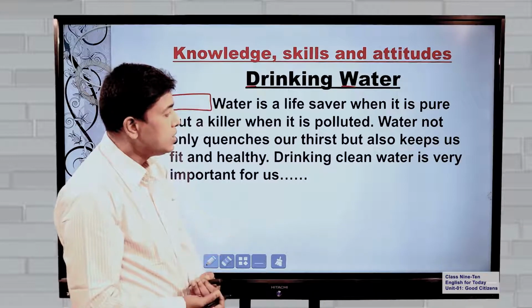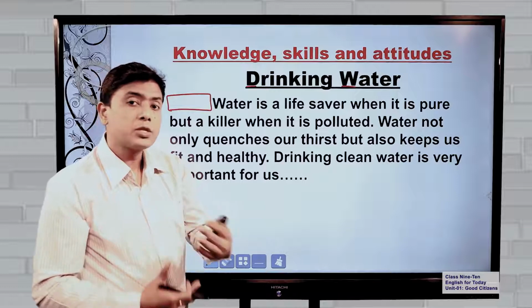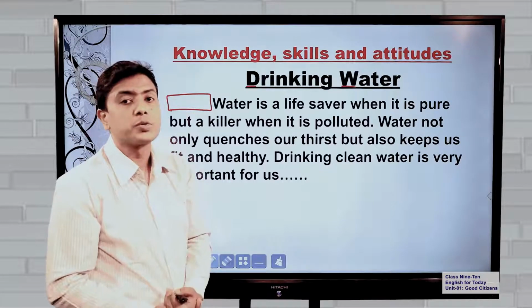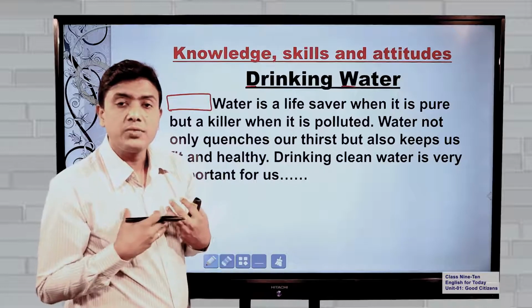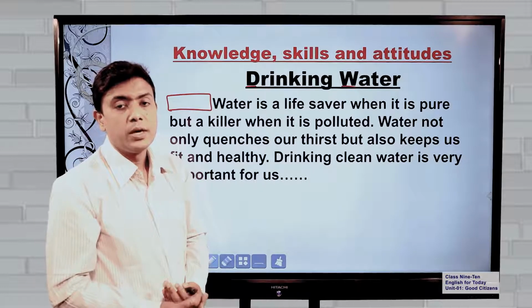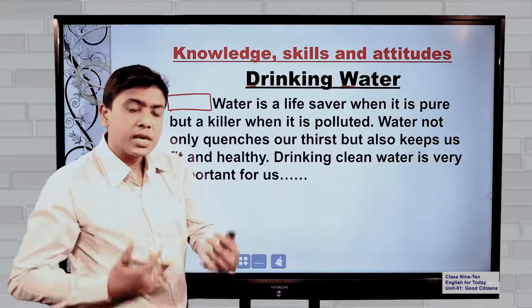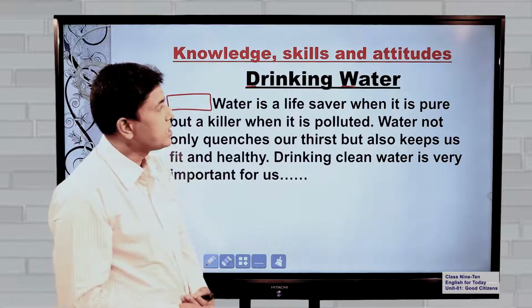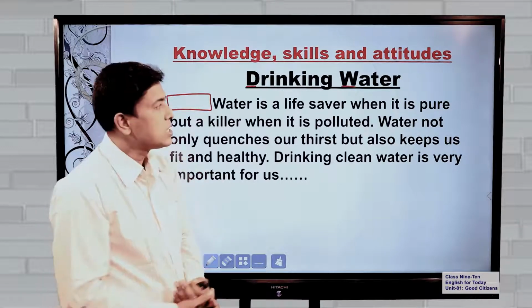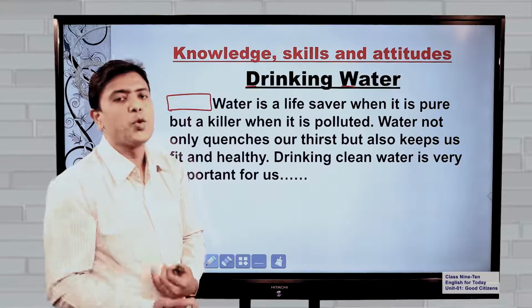Drinking clean water is very important for us. Now, remember to add more in this short paragraph. You can talk about hydration. You need to be hydrated. Your body needs to be hydrated. You need water for digestion. And the water cycle inside your body, you can talk about it. So, very important topic. I believe you can finish this activity. You can finish this paragraph on your own. Please use your own words.